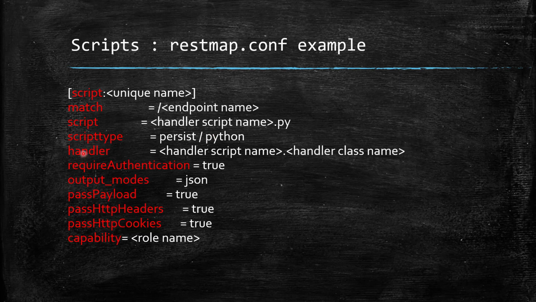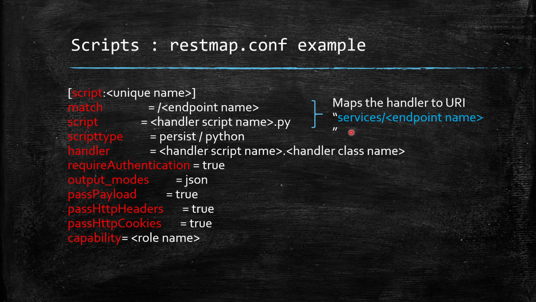Now here you are mentioning the handler class name. So the same handler script name, and inside that script you will have a handler class which you mention over here. And the other stuff like whether it requires authentication or not, the output modes, pass payload, pass HTTP headers, cookies, and the capability as well, role level capability. You can mention it over here. So these two, match and script, basically map the handler to the URI.